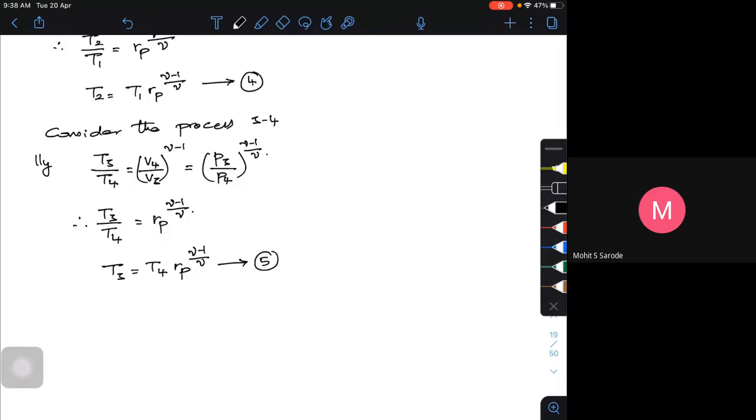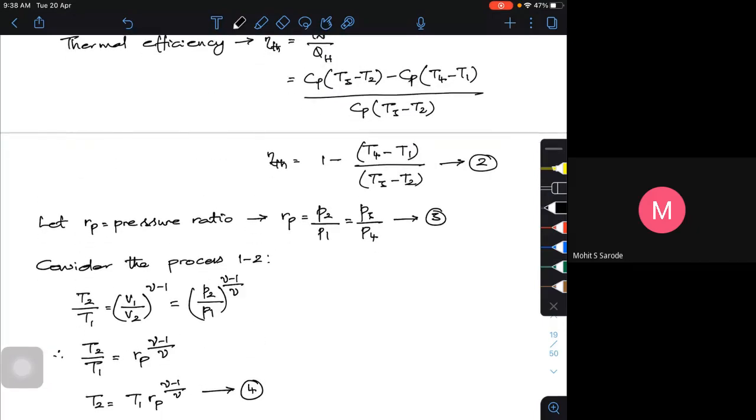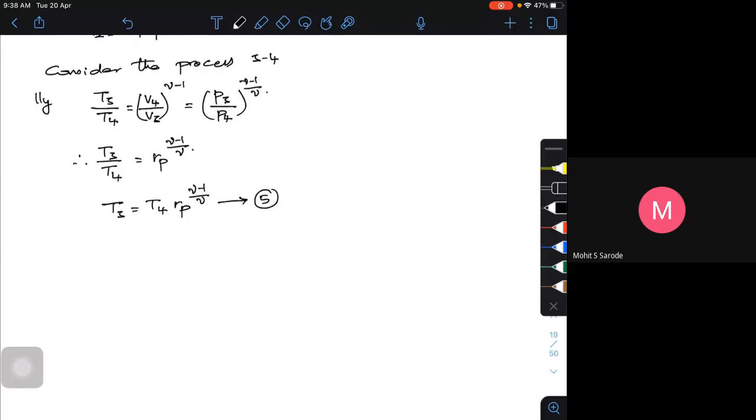So I got the expressions for T2 and T3. I'll substitute these T2 and T3 in my thermal efficiency equation, that is equation number 2.